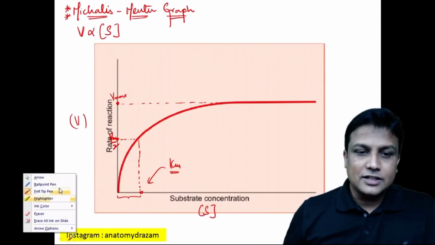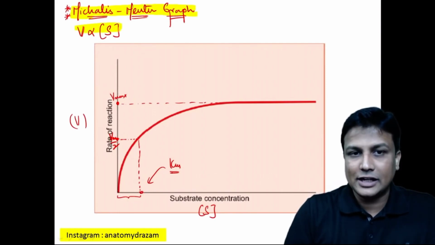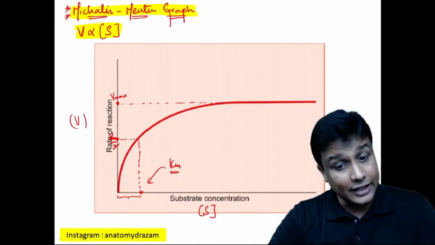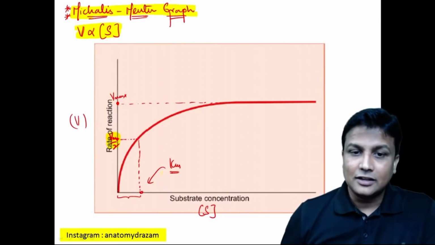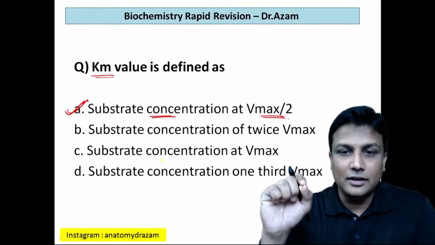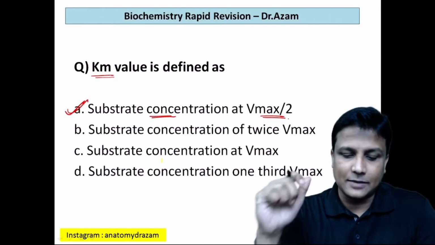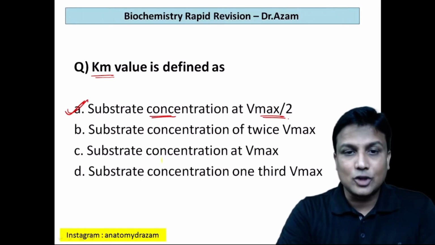So I repeat for the last and final time here. The Michaelis-Menten graph will actually give you the relation between the velocity of the reaction and substrate concentration. It is directly proportional, and half the maximum velocity, that's nothing but the Km value, sir. The Km value is defined as, at half the maximum velocity, whatever is the substrate concentration there. Let us go ahead right now.